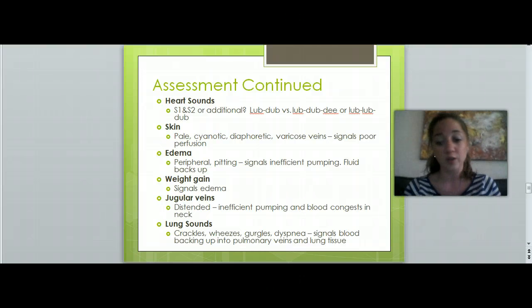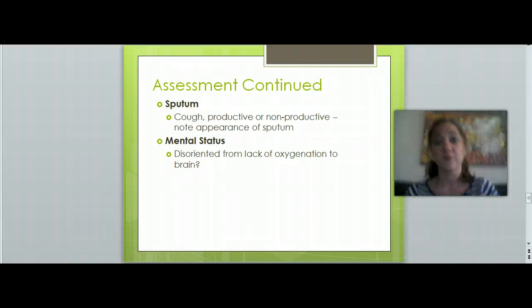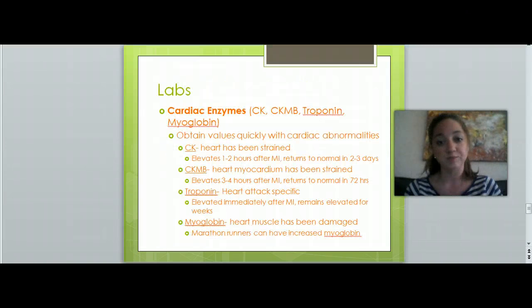Okay, it's very important to do your assessment fully. We look at their sputum. Do they have a cough, productive or non-productive? And that's going to tell us sometimes if, again, the lungs are getting filled with blood and are having a bad reaction to that. Okay, what is their mental status? Our oxygen levels in our body are so important, and if we have low levels of oxygen anywhere in our brains, then that's going to cause disorientation and confusion just from the lack of oxygen.